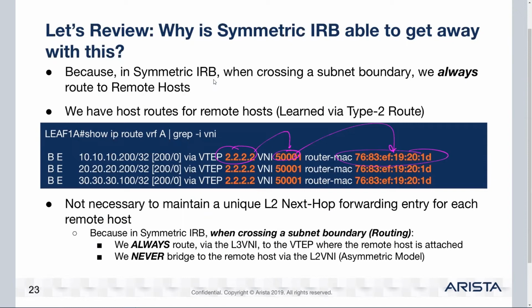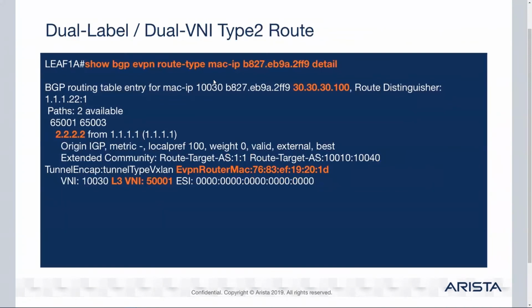Just to level set, where does all this information come from? How did this actually populate into the routing table? We take a look at the dual label, dual VNI type 2 route. In particular, we're picking on host C again. We have his MAC address here. This is the MAC-IP route, saying that this IP address is reachable via this VTEP, this L3 VNI, and this EVPN router MAC. So this dual VNI type 2 route is ultimately where this information was derived from.